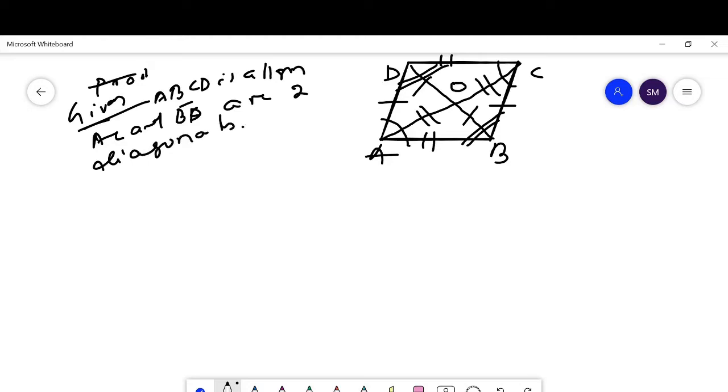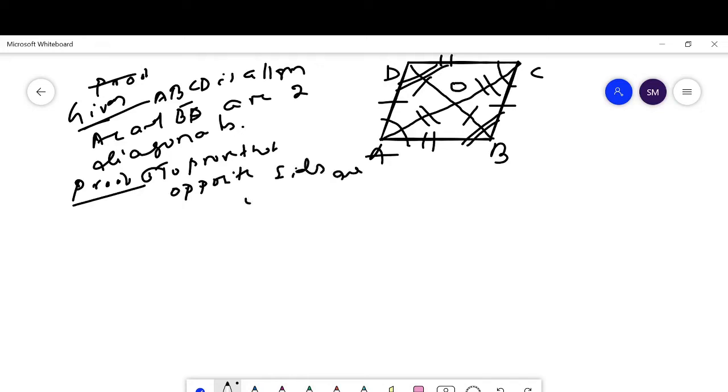Then we have to prove that opposite sides are of equal measure. If ABCD is a parallelogram, then we have to prove that opposite sides are of equal measure. Proof: ABCD is a parallelogram, and first we prove that opposite sides are of equal measure.